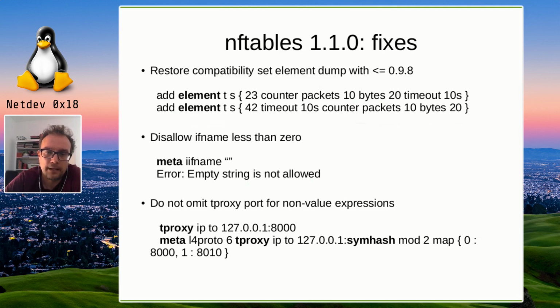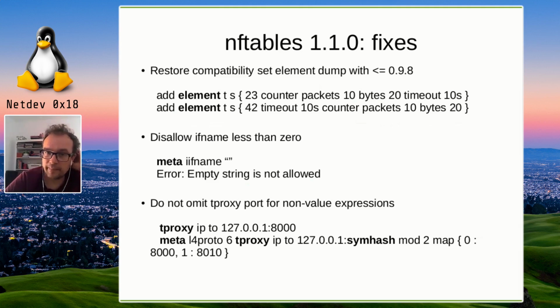There is a fix for pick proxy. Basically, it was omitting any port that was not a constant value. So the classic use of pick proxy in iptables, which involves specifying an IP address and also a port. In nftables, as you probably know already, you can use maps, and those maps in combination with the symhash expression for symmetrical hash allow us to pick a port. And how does this work?